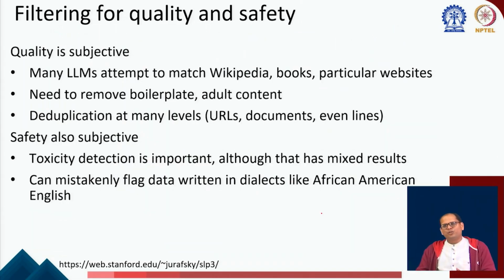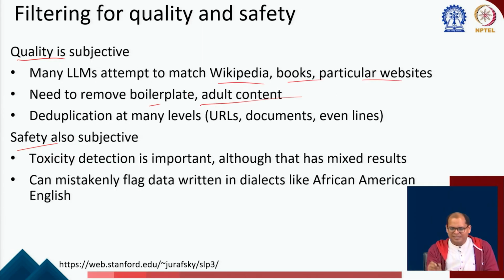Of course, while you take the data, there are various aspects that one has to take into account, like how to maintain quality and safety, which are a little bit subjective, right? So many LLMs attempt to match Wikipedia, books, popular websites, and they need to remove adult content and so on. And there are various deduplication steps that they have to do at various stages, right? So this is what they have to do to maintain quality, and for safety they have to ensure that you are not including toxic content, because whatever you are giving it to learn is what it is learning, right?